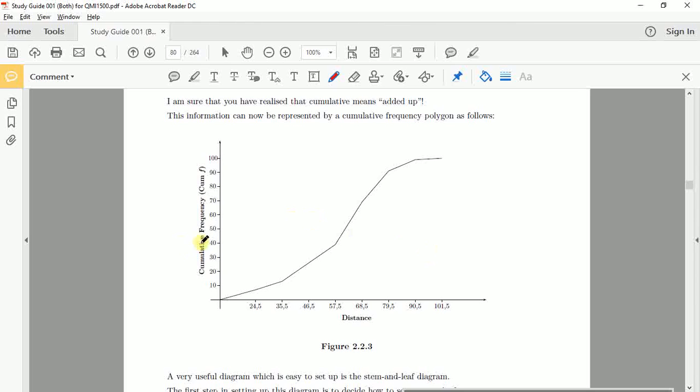Cumulative means add up. So for example, if I start at 0, I'm going to add a portion, then add some more, then add some more, and it goes up. So cumulative means to keep adding.